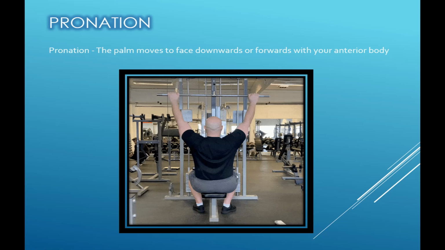So it's important to remember that pronation is just a form of rotation. This refers to the radial ulnar joint, and it is where the palm is either facing down or facing forwards when we have this overhand grip.